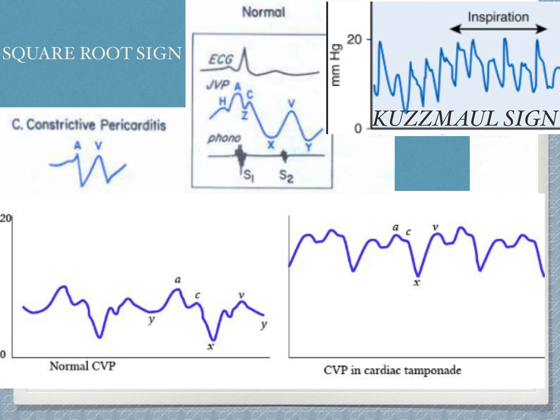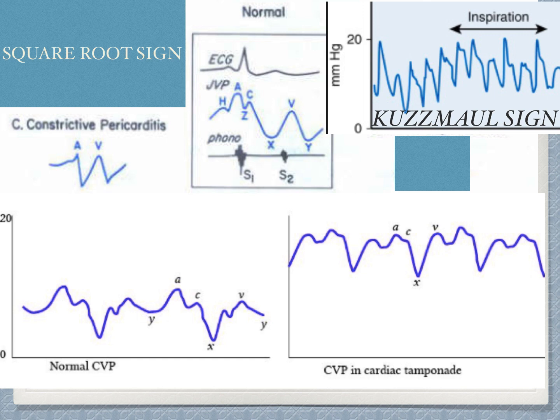Going back to the topic, a sign that is somewhat differential between tamponade and constrictive pericarditis is the square root sign. Look at the tracing for constrictive pericarditis. After the V wave, you have a steep decline in pressure. Look at the cardiac tamponade tracings. You see an A, you see a C, you see a steep X, you see a V, but where is the Y steep decline? There is none. That is what happens in cardiac tamponade. That is a main distinction.